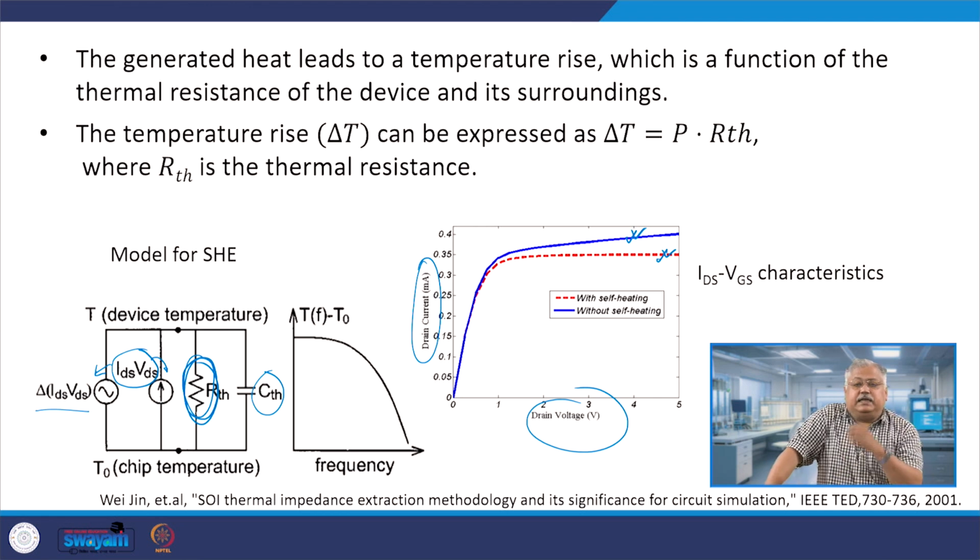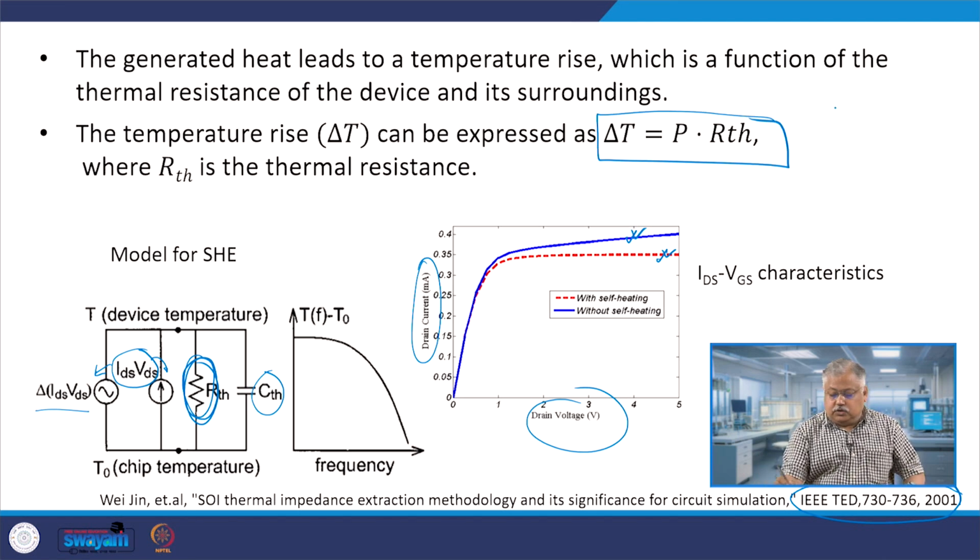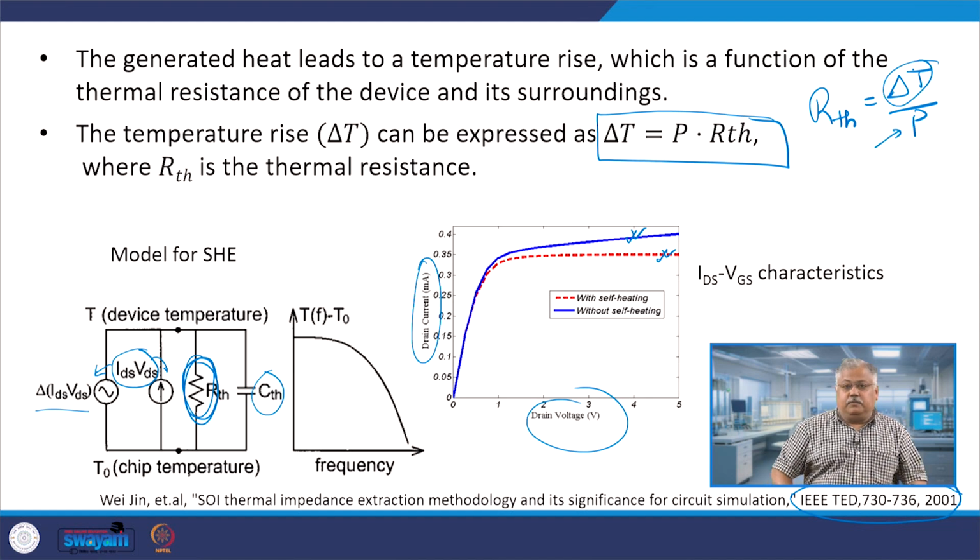Typically it has been seen that as the frequency goes on increasing, the difference between the actual temperature and T0, at frequency equal to 0, goes on dropping down. Just look at this paper and this will help you to understand the phenomenon of self-heating in a much more detailed manner. And we define thermal resistance as: if I give 1 watt of power, what is the increase in temperature, and that is given by this equation. So, R_TH is delta T by P, and therefore, if I give 1 watt of power, how much increase in delta T is available to me is defined as my R_TH.